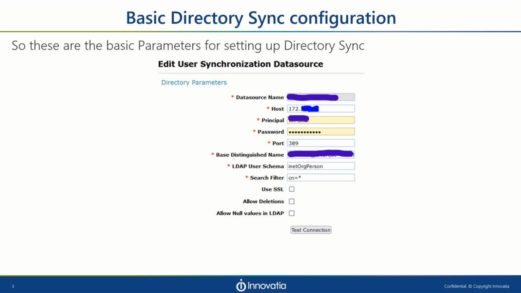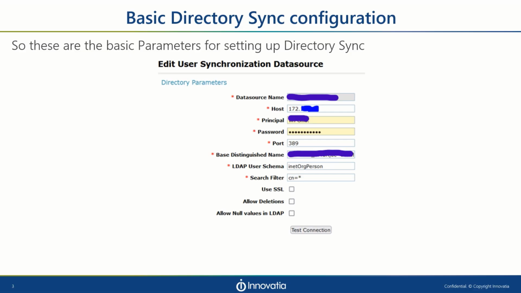The remaining three parameters in this configuration, use SSL, allow deletions, and allow null values, are basically the refinement for how the sync will operate, how it will behave. Are we going to use SSL or encryption? Are we going to allow System Manager to delete users on the Active Directory server, the LDAP server? And are we going to allow users who have particular values set to empty or null to be allowed to come across?